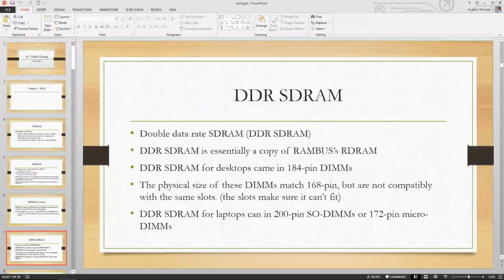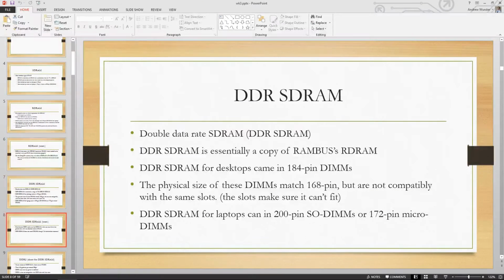DDR RAM, this is one of the newer ones. The three newest right now that are most common are DDR RAM, DDR2 RAM, and DDR3 RAM. Technically speaking, the full names are DDR SDRAM, DDR2 SDRAM, and DDR3 SDRAM. They each have different pin counts, just as the other RAM does, and they only fit in their appropriate slots.